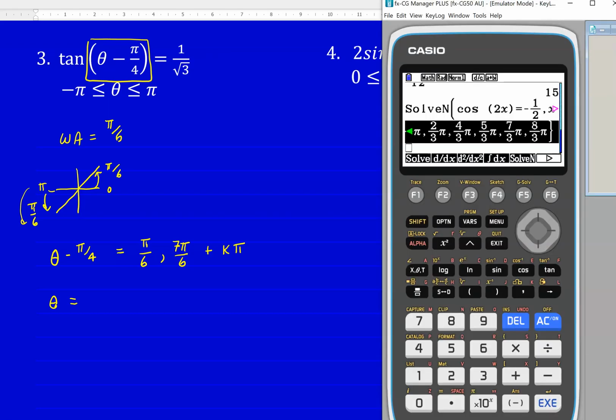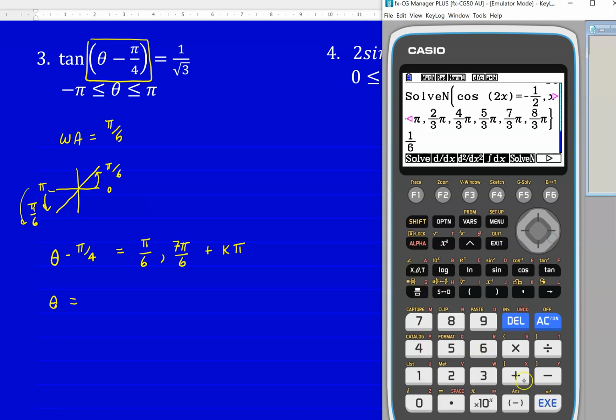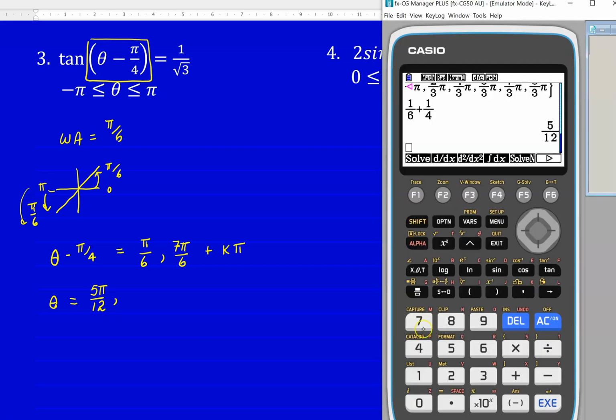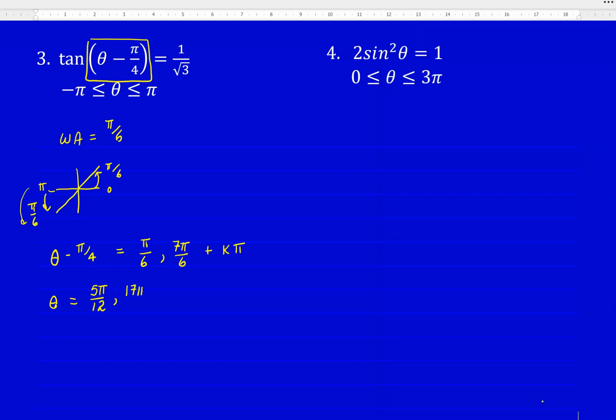So if you're not in the fraction mood, you can come to your calculator. I don't even bother with the pi, I just say 1/6 plus 1/4, and we get 5/12. So 5 pi over 12, and you can do the same with the 7 pi over 6 plus 1/4. We get 17 pi over 12.